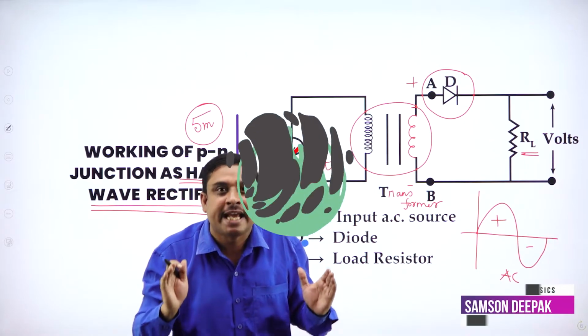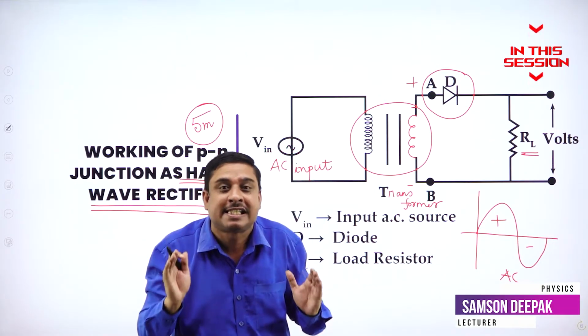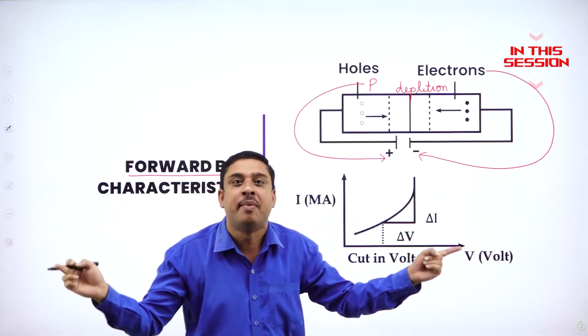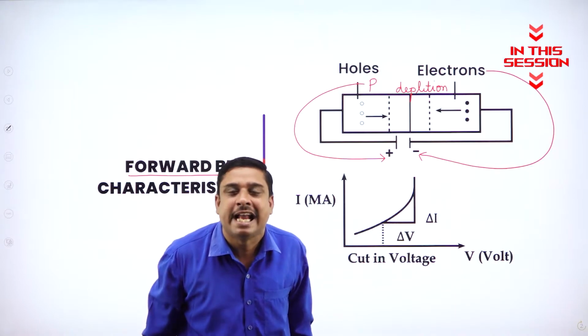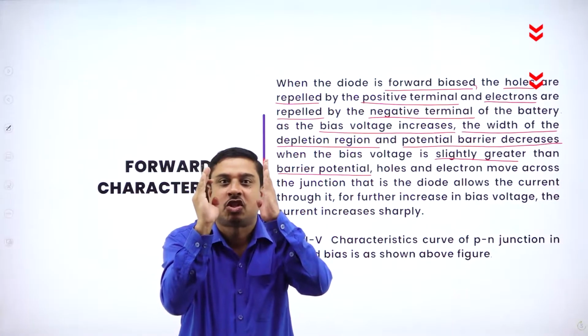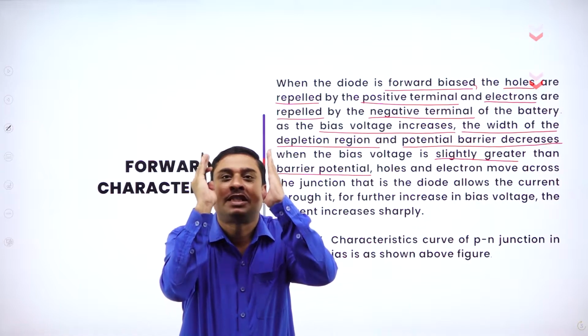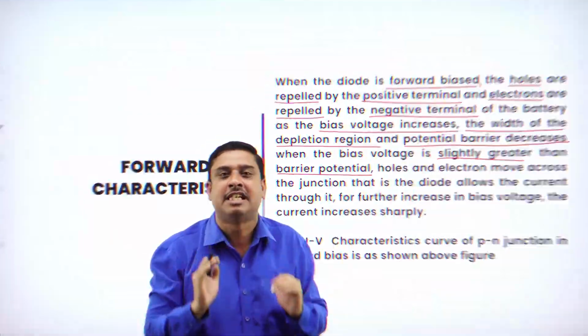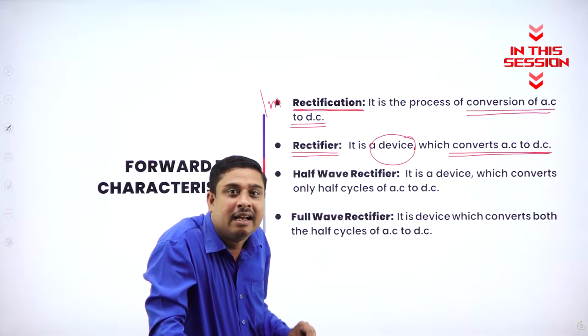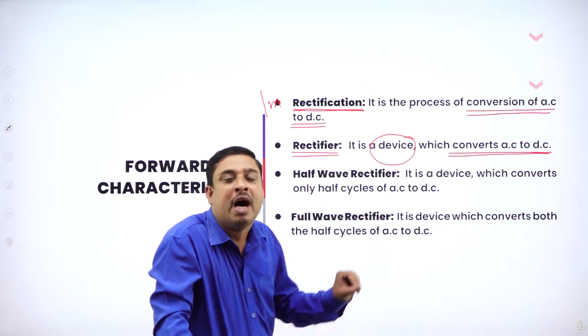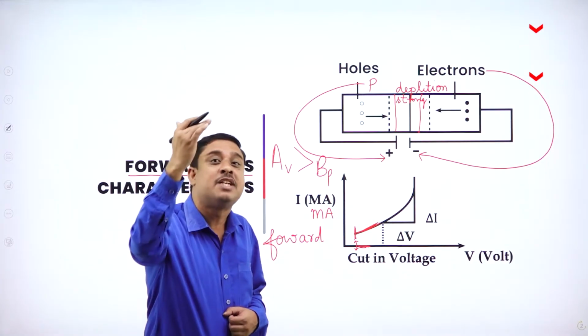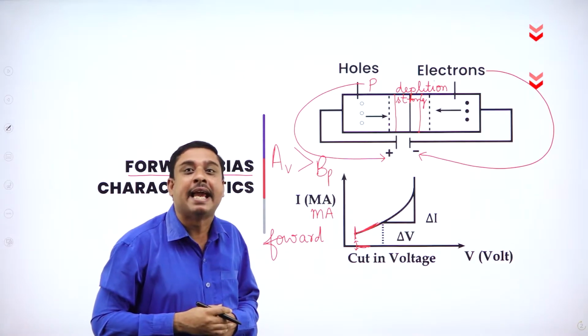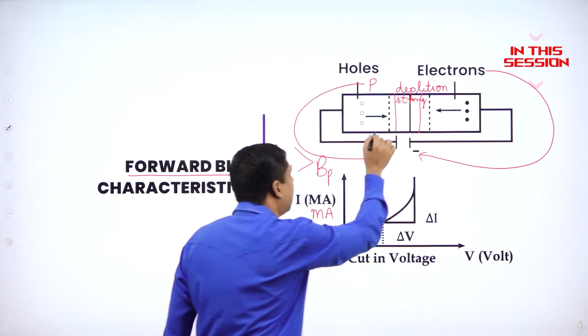It is during the positive half cycle. There is no movement of holes and electrons. Barrier potential is stopping the combination of the charges. An AC signal into a DC signal, which is greater, very much greater than the barrier potential.